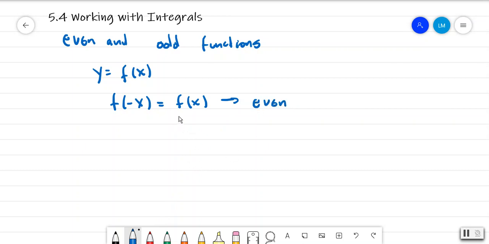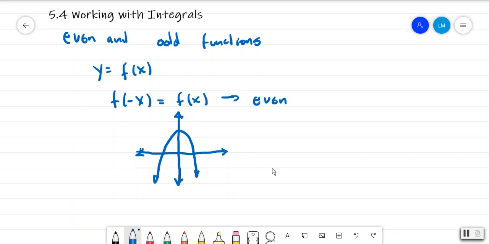Now, one way to display what we mean by even is, for example, a function that has symmetry with respect to the y-axis, such as the parabola, like if we have something like this. Then this is an even function because it's symmetrical to the y-axis.